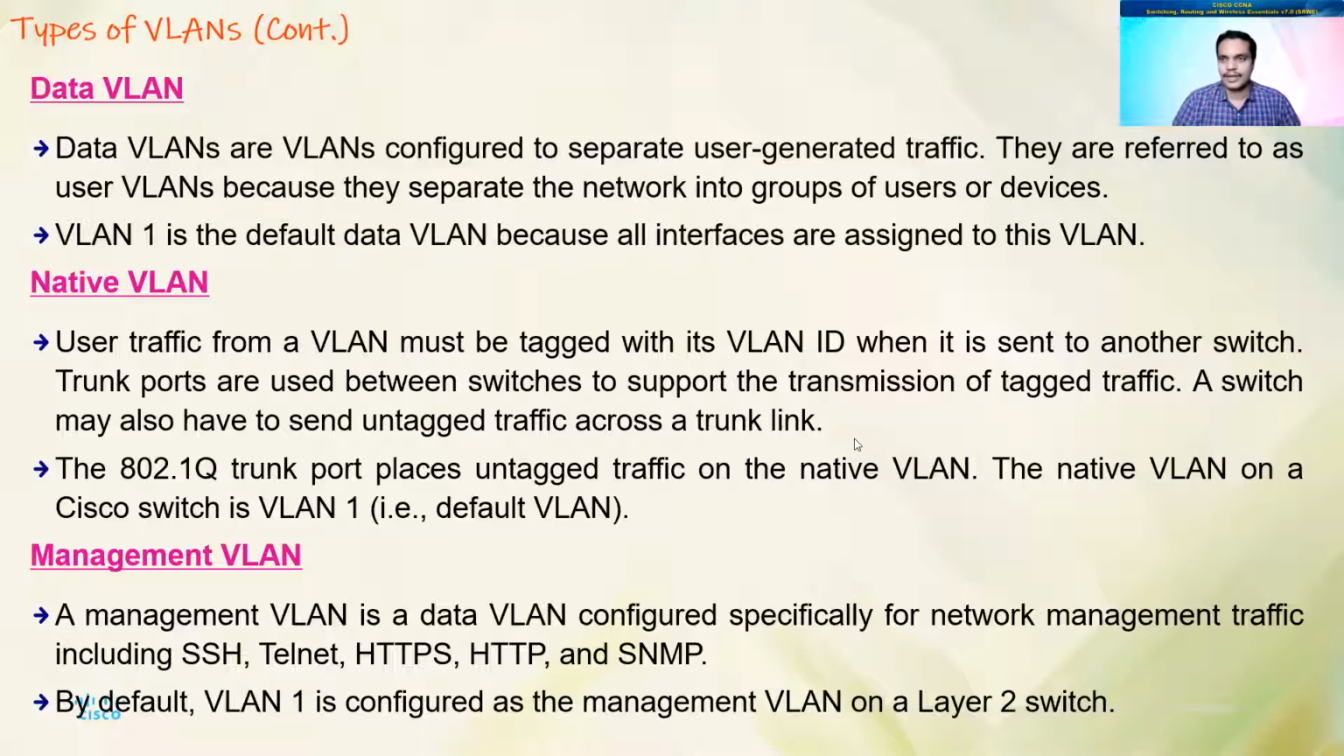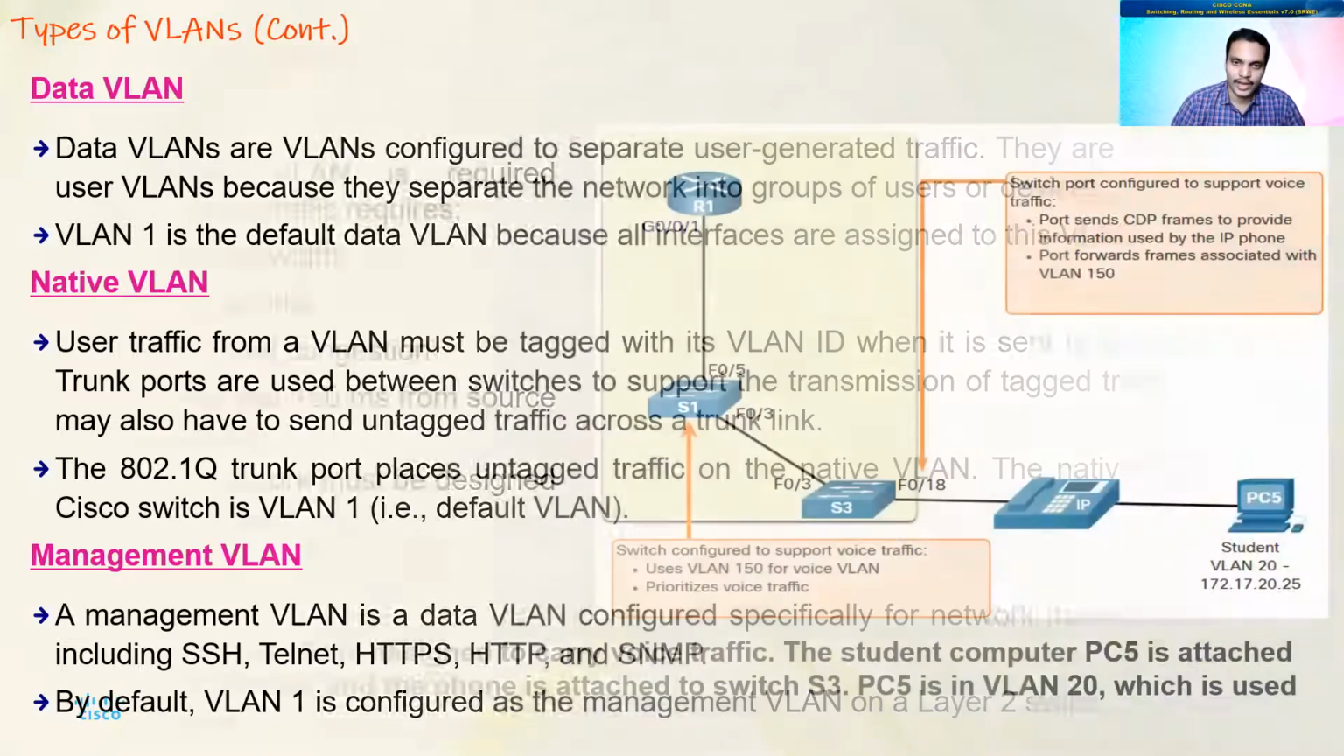Now, the third one is management VLAN. This management VLAN is a kind of data VLAN which is configured specifically for network management traffic, including SSH, Telnet, HTTPS, HTTP, and Simple Network Management Protocol, SNMP. VLAN 1 is configured on a layer 2 switch as the default management VLAN, and if needed, you can change it also. Other than these VLANs, there is another VLAN called voice VLAN.